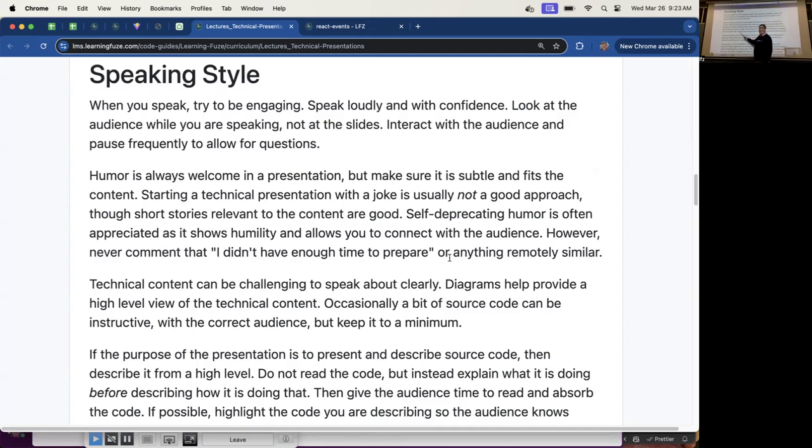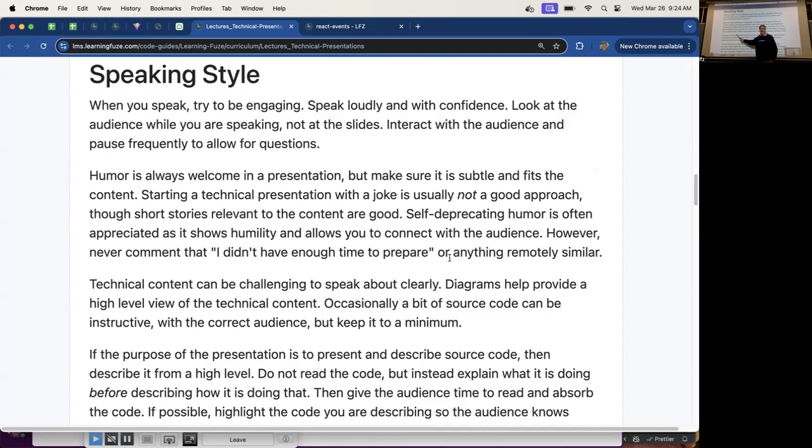It's very good if you show humility. Self-deprecating humor is great. Self-deprecating humor, where you're telling a joke or a story at your own expense, is very, very much appreciated. It makes you look more down to earth and helps people relate with you. So self-deprecating humor and stories are awesome.